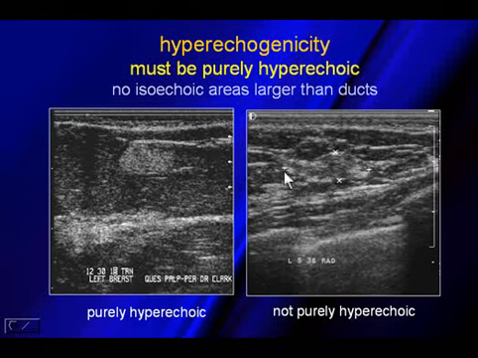Now looking at this lesion here, this is not purely hyperechoic. There is a small lesion in the center of it that is isoechoic, so we would not classify that as being purely hyperechoic tissue.